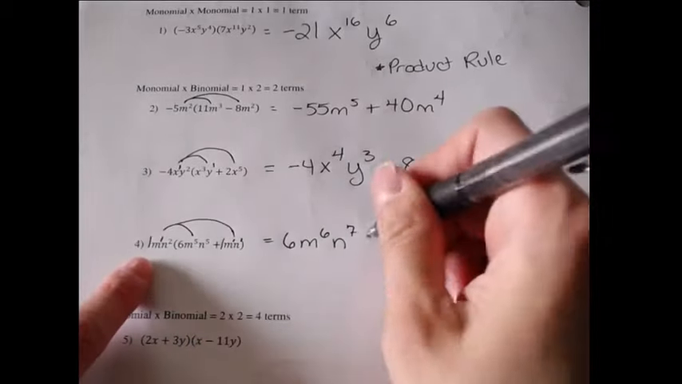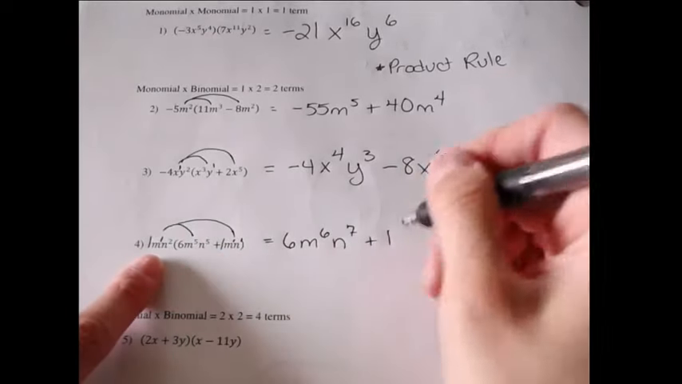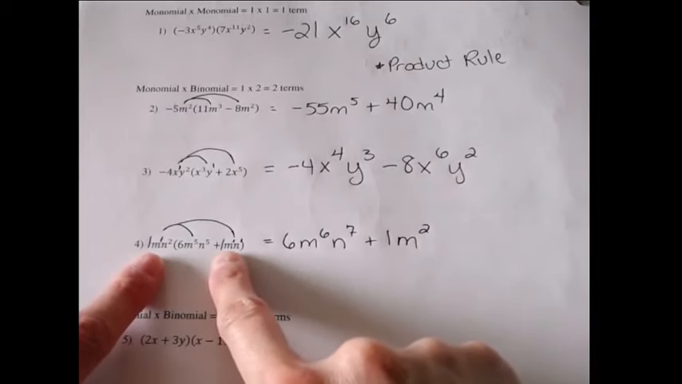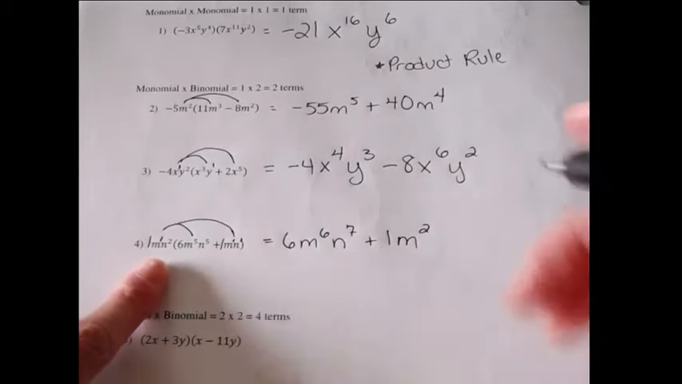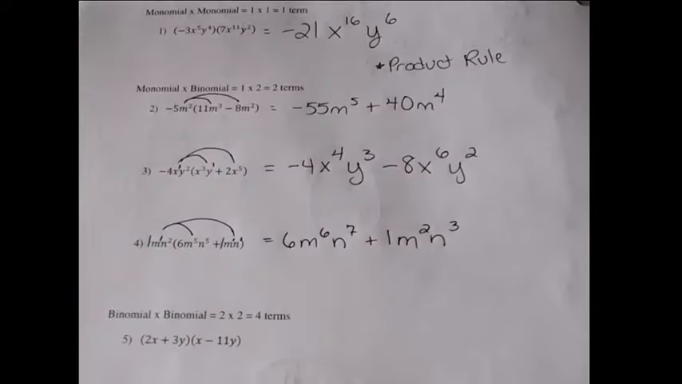1 times 1 is 1. M to the first times m to the first is m to the second power, right? Keep the base, add the powers, 1 plus 1. N to the second times n to the first is n to the third. Keep the base, add the powers, 2 plus 1. And you're done. That's it. Beautiful, right? That's why I love this section. It's so fun. It's just like, oh yeah, let's just put it all together.